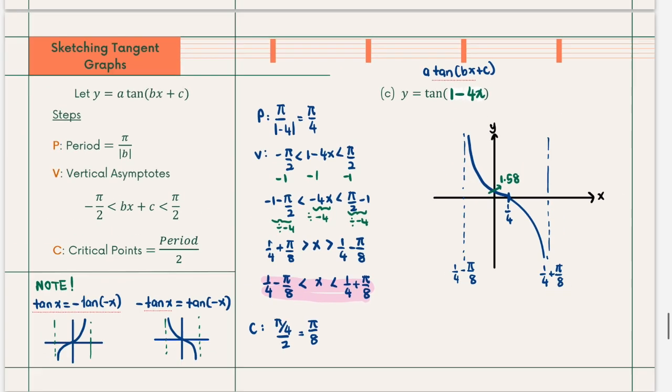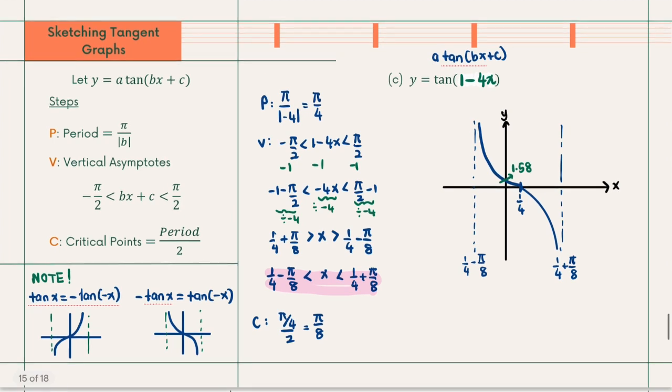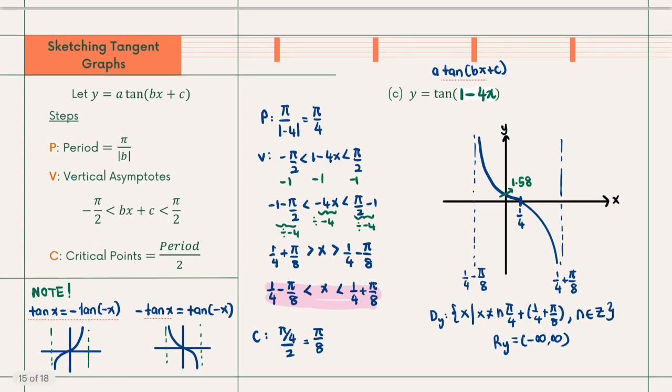Okay, so itu adalah kita punya graph dan the domain. Okay, by now mesti dah hafal dah. X such that x not equals to end of period. Period kita adalah pi over 4 plus right hand side kita kat sini adalah 1 over 4 minus pi over 8, where n is the element of integer. And the range will be negative infinity until infinity. Okay, so itu adalah untuk graph kita.